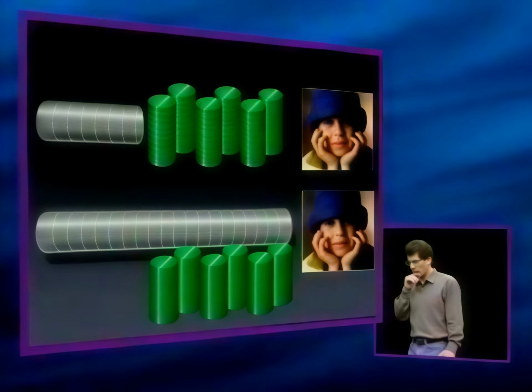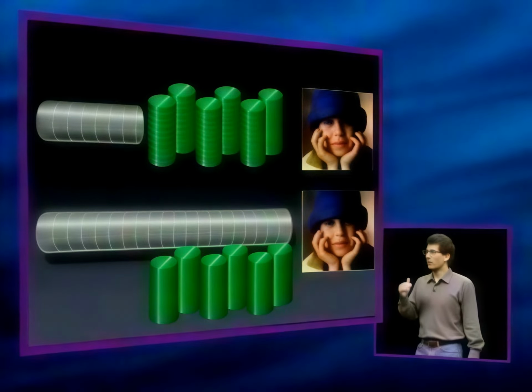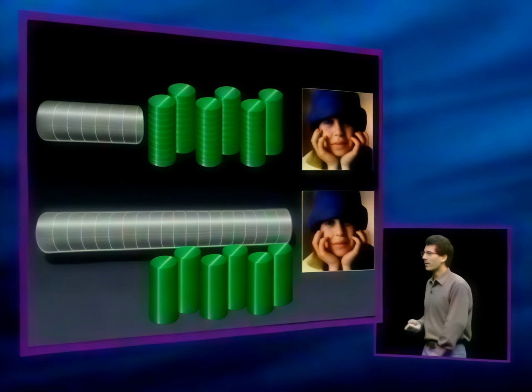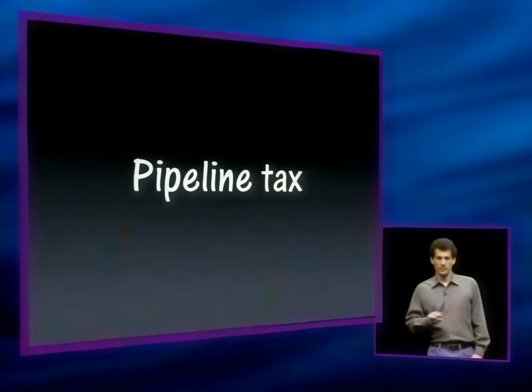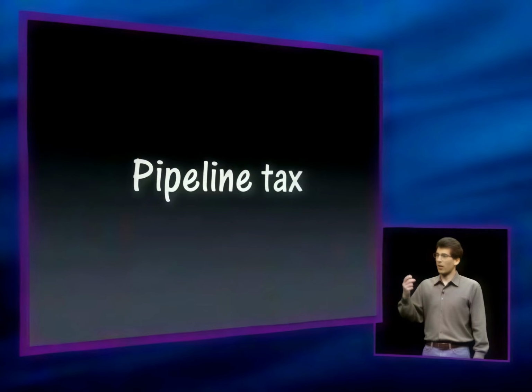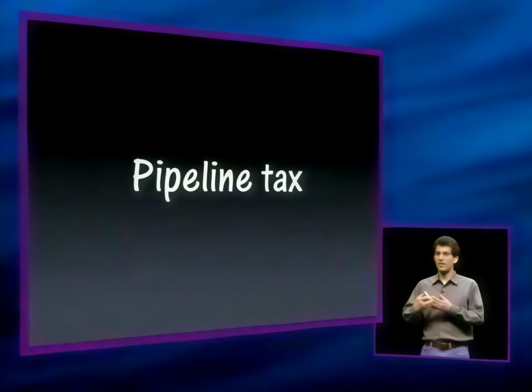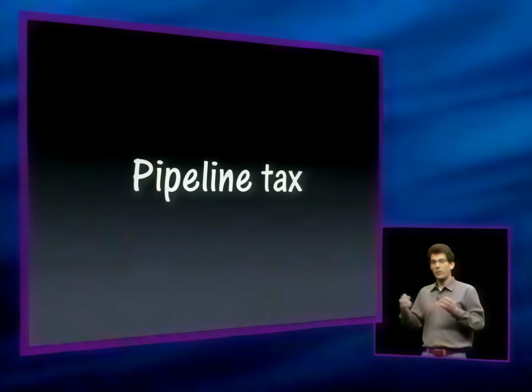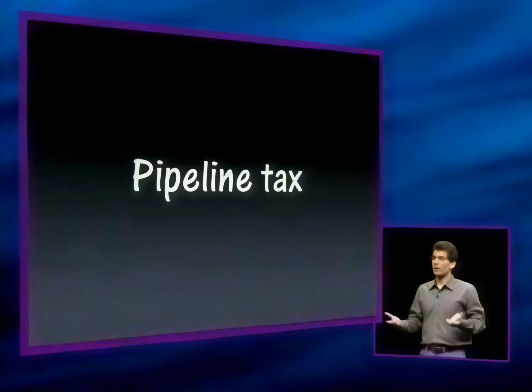But it's not a perfect world. And there's inefficiencies associated with long pipelines. That's been called in the press lately the pipeline tax. And the pipeline tax occurs because there are bubbles in the pipeline that come from data dependencies. That's where one instruction is dependent on the data from a previous instruction. Or even more catastrophic, certain branches can cause the entire pipeline to drain.